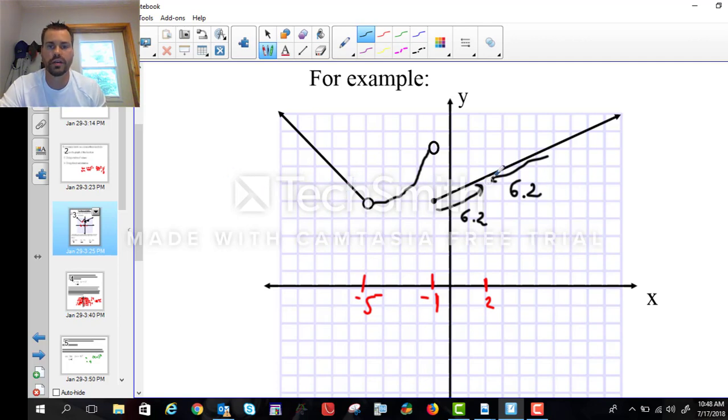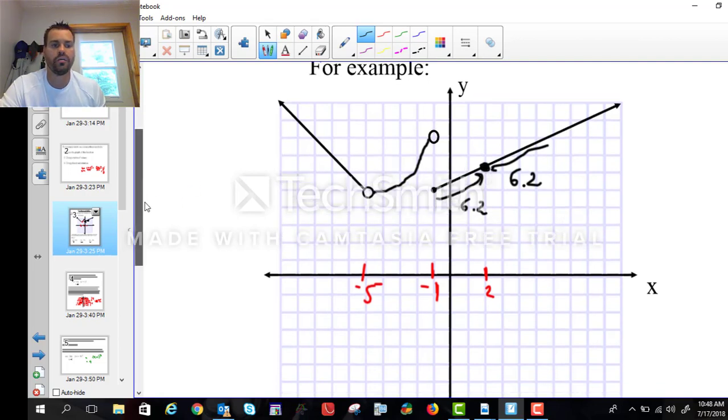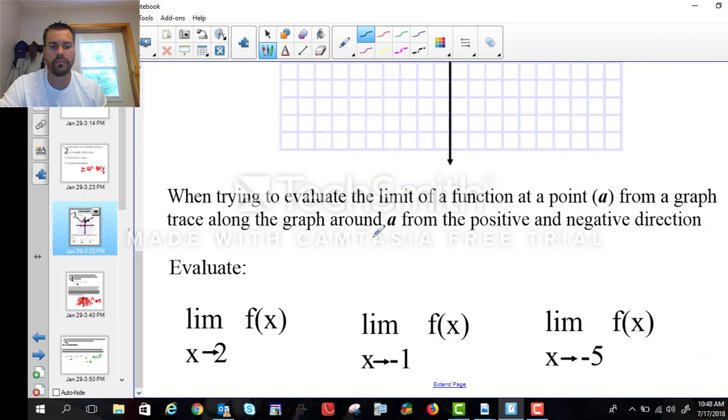And because it approaches the same value, so it's approaching that number right there, okay, that's kind of the point we're talking about, we can go down here and say the limit as x approaches 2 of f of x, the number that the function is approaching is 6.2. Okay? Now, if we look at -1, that's the next one, and we'll do that maybe in a different color.